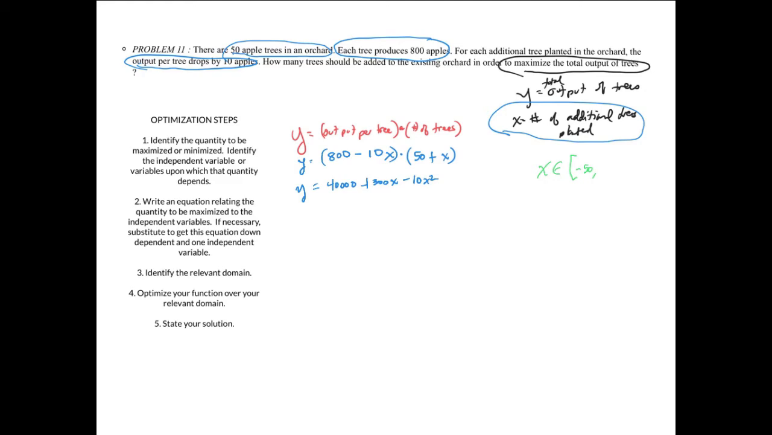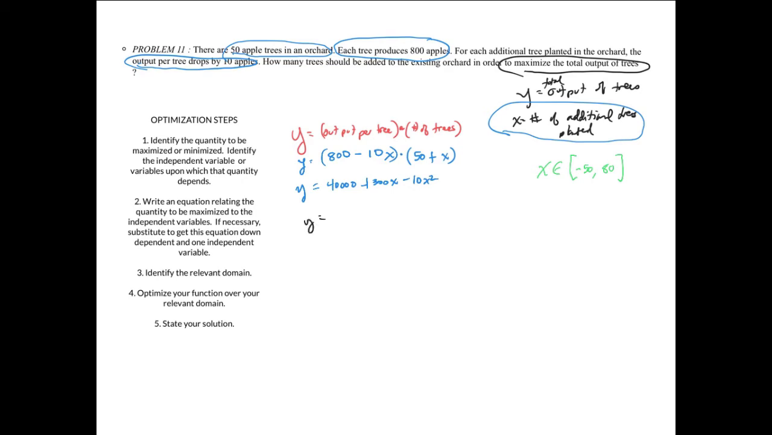Now, the way to find the upper end of this is to look at the other piece of this, which is the output per tree. If you let that go to 0, so like 800 minus 10x goes to 0, that means you planted so many trees that the trees are basically producing 0 fruit. And that would mark the most trees you could possibly plant. So if I took 800 minus 10x, set it equal to 0, and solved for x, I would get 80. So my x is in between negative 50 and 80. So now I'm going to optimize this over that relevant domain.